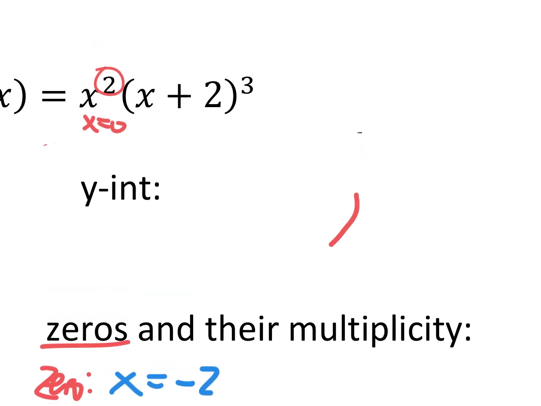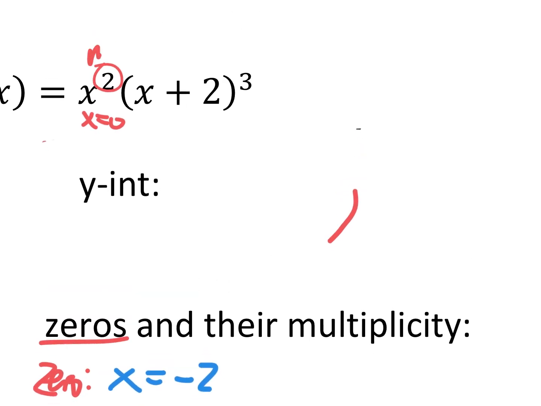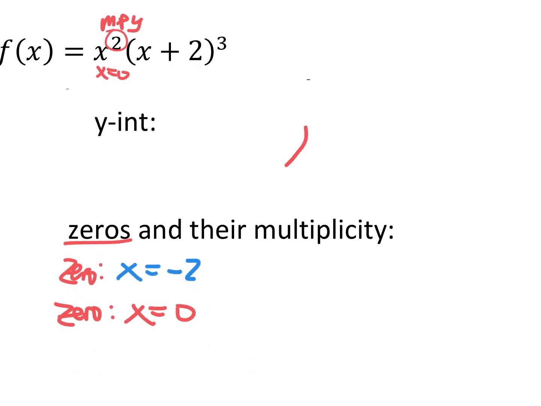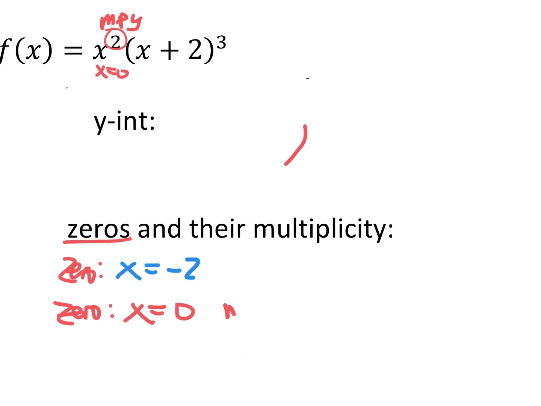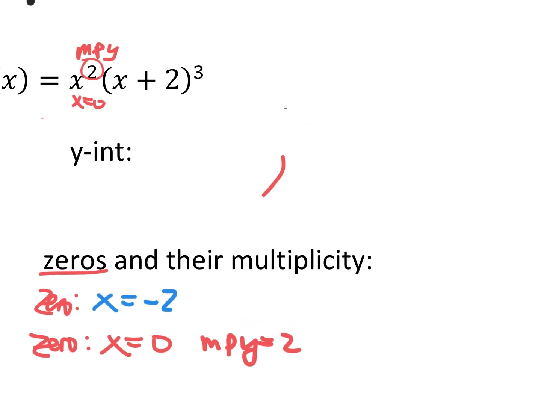So this one here had a multiplicity. I'm going to shorten it to MPY. Would you agree MPY gets across a multiplicity without having to spell a ridiculously long word? Okay, so then MPY was 2. If you understand patterns, you probably get then that this is the other zero, and that must be its multiplicity. MPY 3.